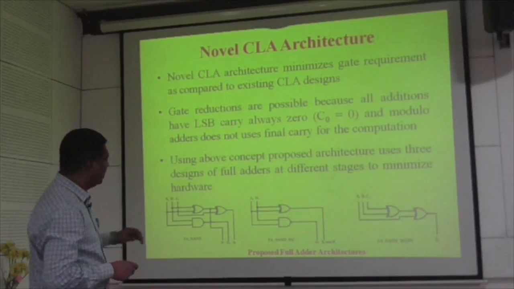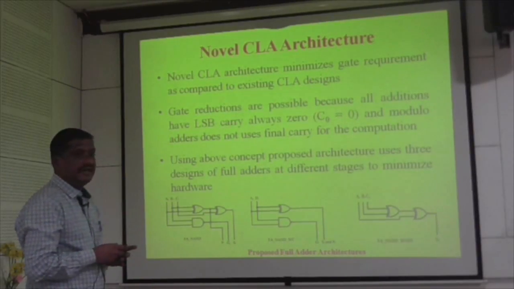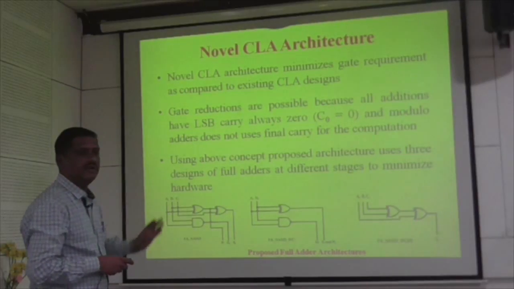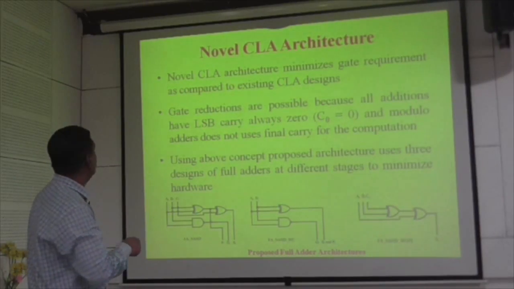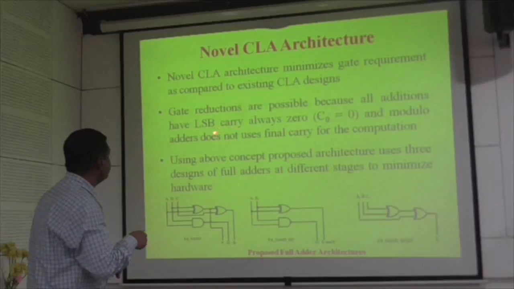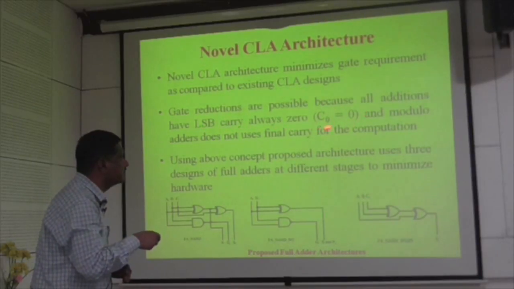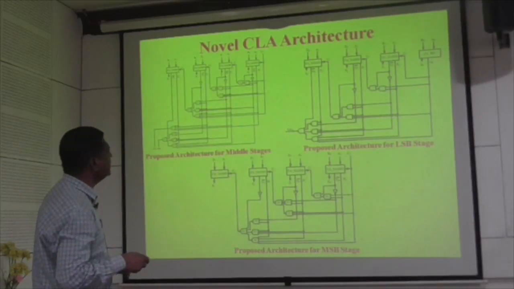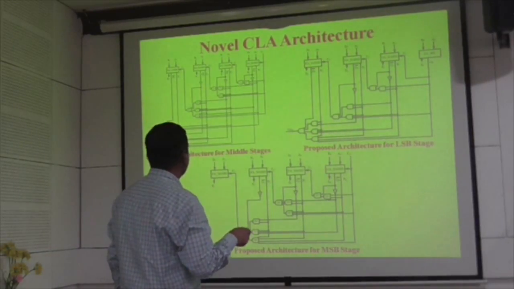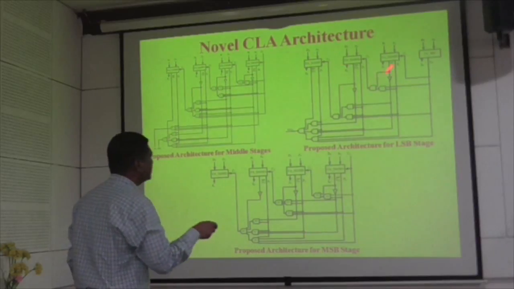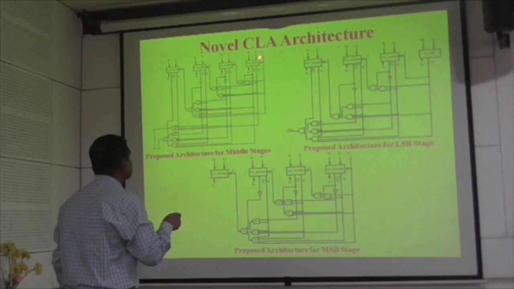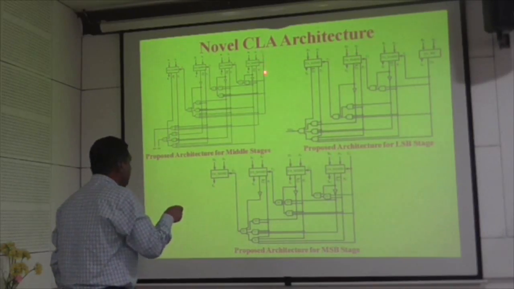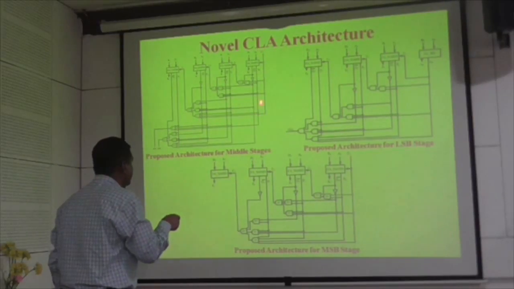Now here, while designing the CLA, the basic component is the full adder. In any addition, the LSB carry is always 0, C0 is always 0. This is the general design and this is the modified design. If this is C0, the LSB carry is always 0 for every addition, always.